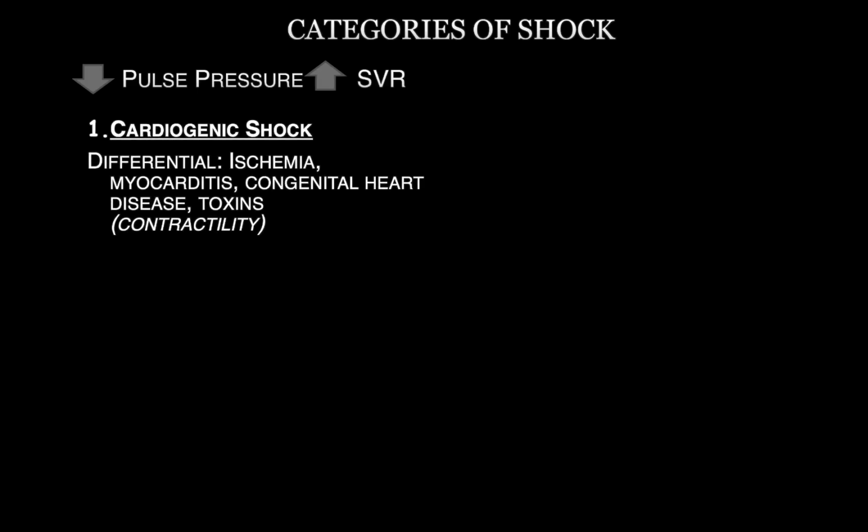Our first category is cardiogenic shock. So what's the problem in cardiogenic shock? Well, it's a problem with cardiac contractility. We may see this with cardiac ischemia, myocarditis, some congenital heart disease, or toxins, which can impair contractility. As contractility is impaired, our stroke volume is impaired. It may cause a lower systolic blood pressure. To compensate, our body will increase our systemic vascular resistance and narrow our pulse pressure.